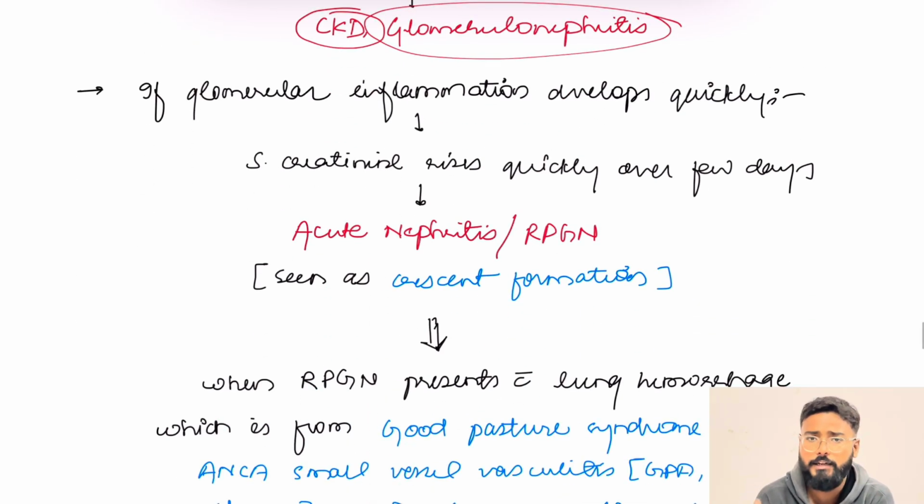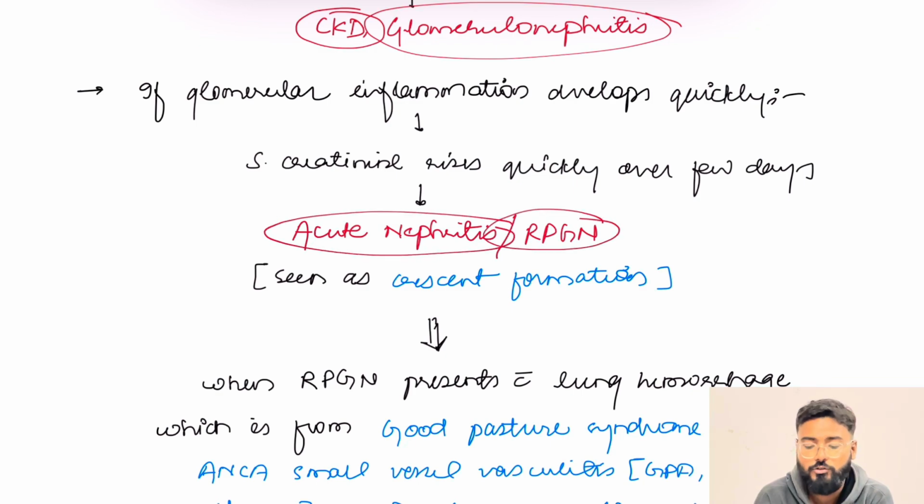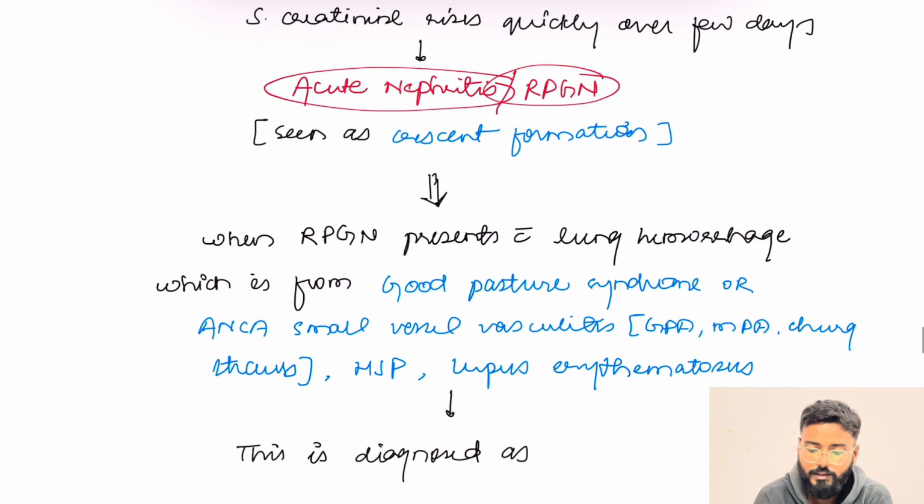But whenever this serum creatinine increases quickly, that means the ongoing injury is also happening quickly. The damage is fast. That you are going to see in case of acute nephritis or RPGN. In RPGN you are going to see crescents, that we have discussed.